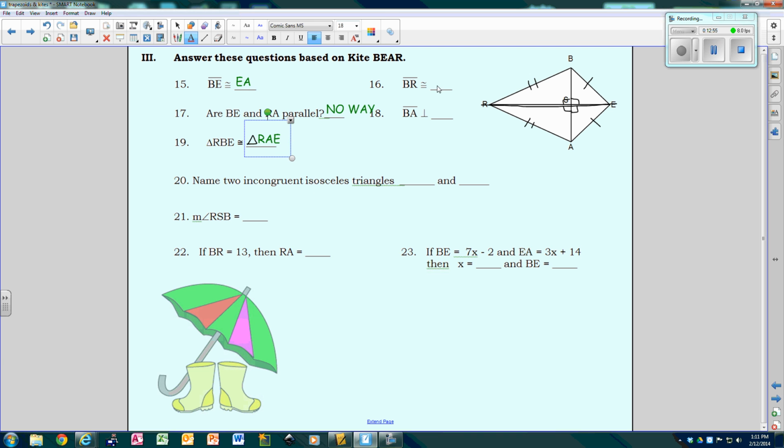And BR is congruent to RA. And BA is perpendicular to RB. So let's name two incongruent triangles. So we have triangle what and triangle what. So what two triangles are incongruent, but yet they're isosceles?